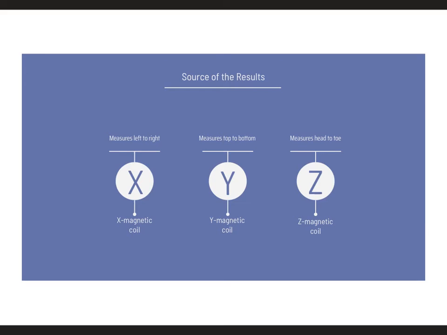Now having all of these magnetic fields is of no use to us if we can't identify the slice where these results are coming from. So we have three different types of magnetic coils to help us do so and find the source. We have the X magnetic coil, the Y magnetic coil, and the Z magnetic coil. X measures from left to right, Y measures from top to bottom, and Z measures from head to toe. These three results are cross-referenced with each other to determine where exactly the result is coming from in the slice to create an accurate image.